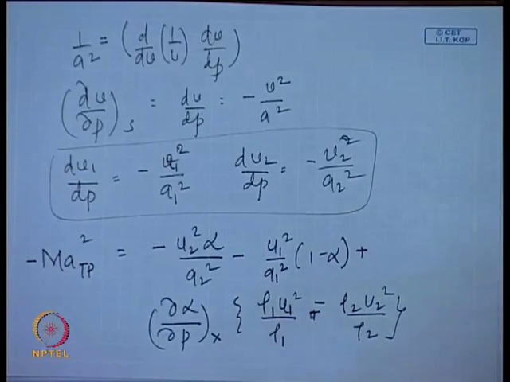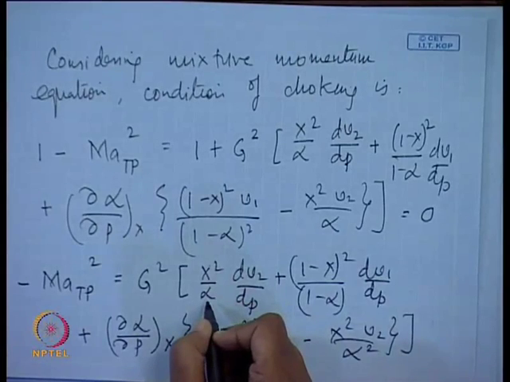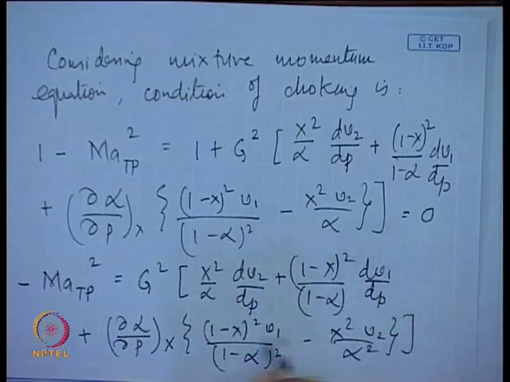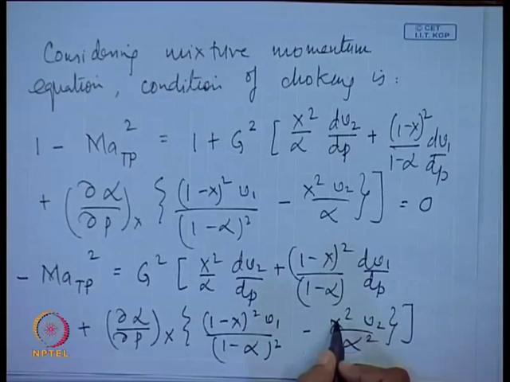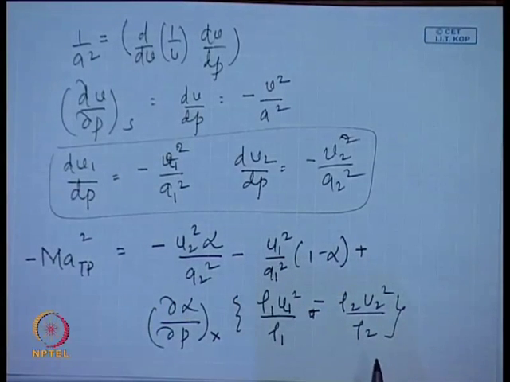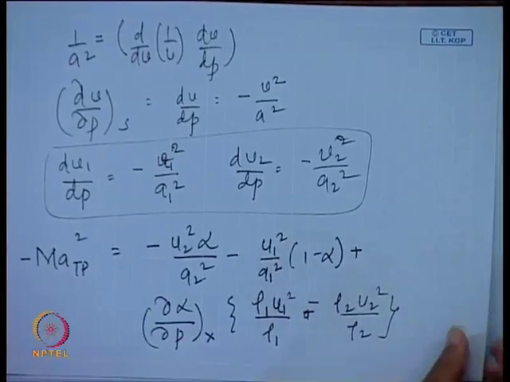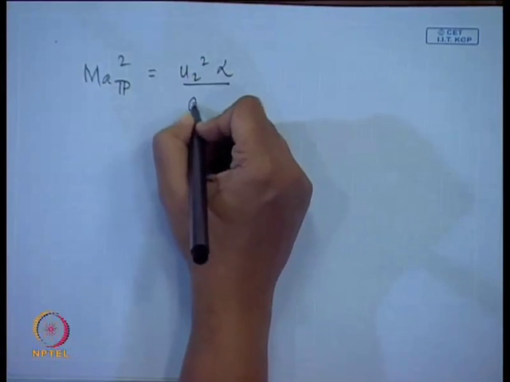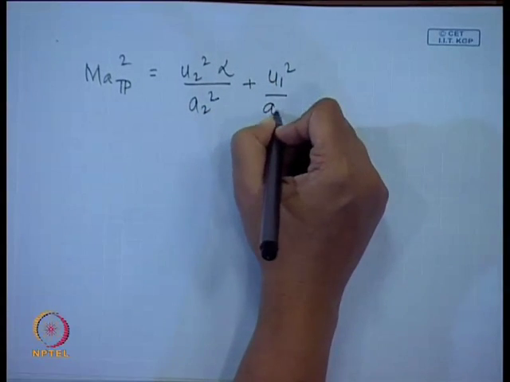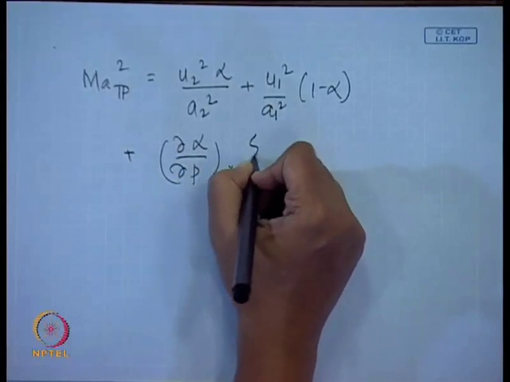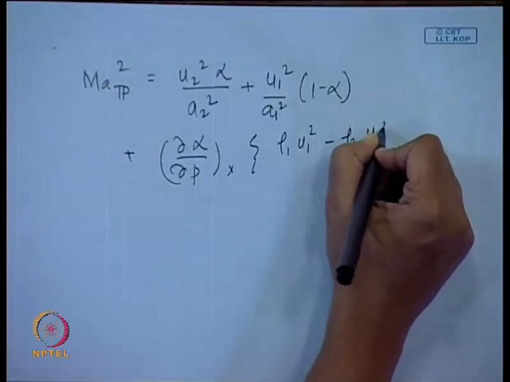If you make all the substitutions, if you substitute your x square by alpha, substitute dv to dp, substitute 1 minus x whole square by 1 minus alpha, substitute dv 1 dp, then substitute these terms. These terms substitution I have already told you. If all of these are substituted, then finally you arrive at the derivation which I have obtained in this particular case. So, this gives you the expression of Mach number for the two fluid as obtained from the two fluid model. This is equal to U 2 square alpha by A 2 square plus U 1 square 1 minus alpha by A 1 square plus del alpha del p at constant x rho 1 u 1 square minus rho 2 u 2 square.